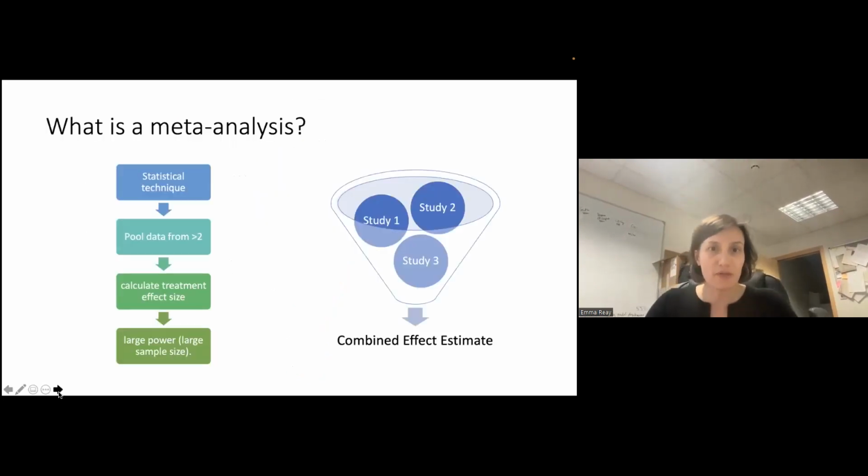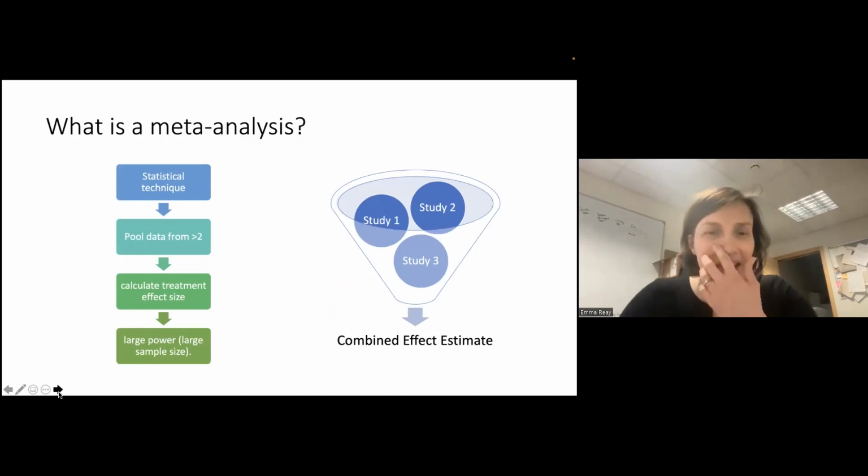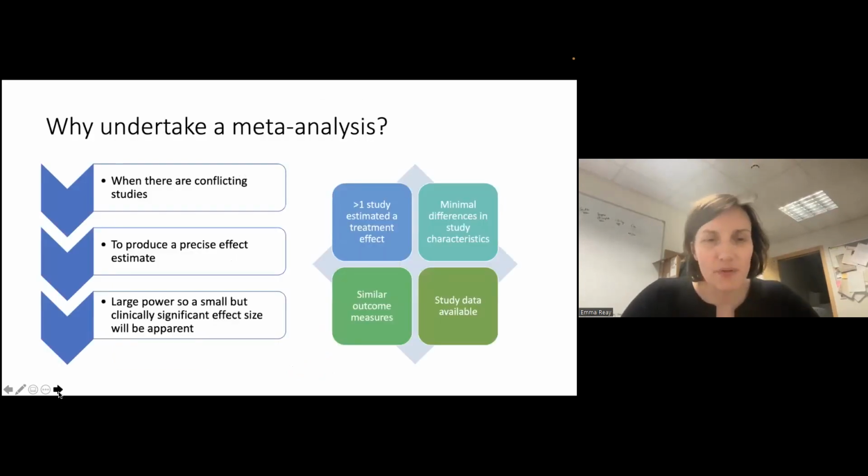So then when we're talking about meta-analysis, this is slightly more complicated. It's essentially a statistical technique where you try and use statistics to pull data from more than 2 different studies. I'm not going to go into a huge detail about how you do this, but essentially, why would we do a meta-analysis? Why would we undertake it? Essentially, if there are conflicting studies, or you want to produce a precise effect estimate, then a meta-analysis may be useful.